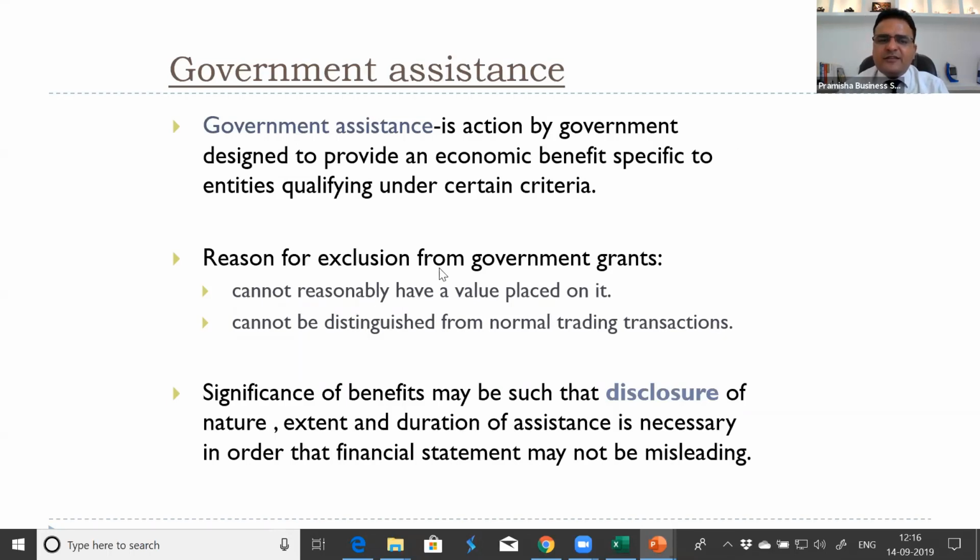Government assistance is action by government designed to provide an economic benefit specific to entities qualifying under certain criteria. If they meet the criteria, they get assistance. The reason for exclusion is that it cannot reasonably have a value and cannot be distinguished from normal trading transactions. So the significance of benefits may be such that disclosure of the nature, extent and duration of assistance is necessary in order that financial statements may not be misleading. At least the shareholders should know that this entity is eligible for getting these assistances and that these assistances are helping them to generate economic benefits, though not directly valuable in monetary terms, but indirectly beneficial, so disclosed in notes to accounts.